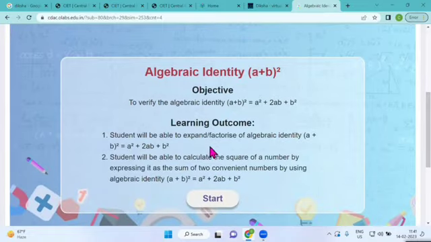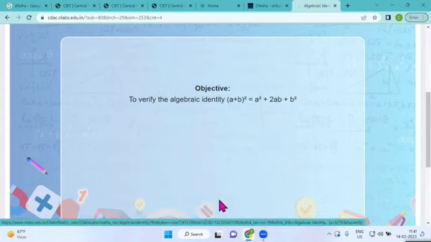For this we have a learning outcome: the student will be able to expand or factorize the algebraic identity, and the student will be able to calculate the square of a number by expressing it as the sum of two convenient numbers. So now we will start the activity.